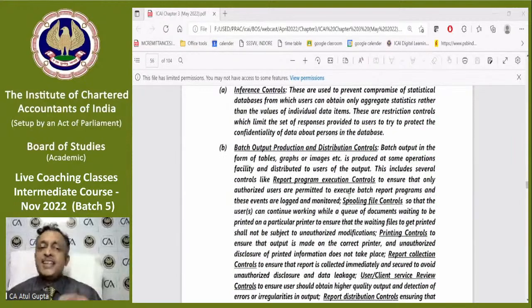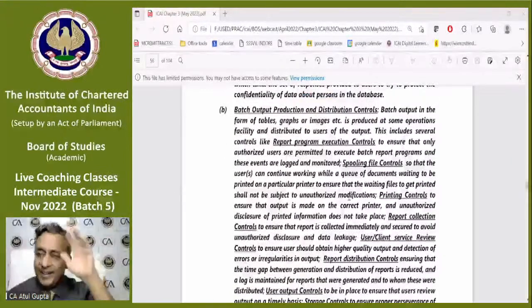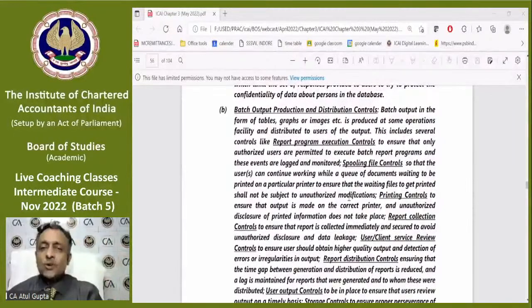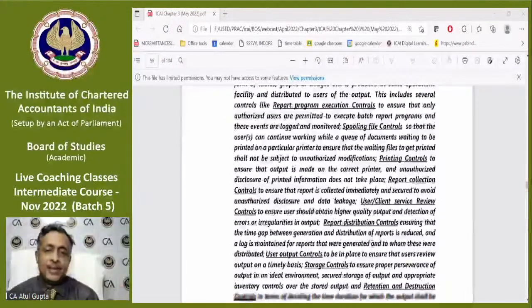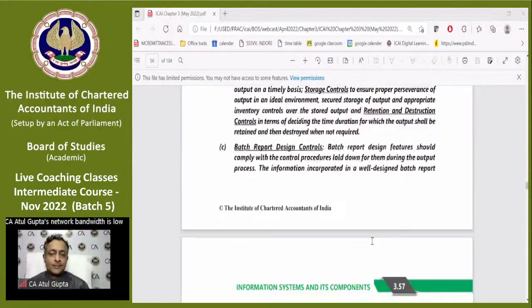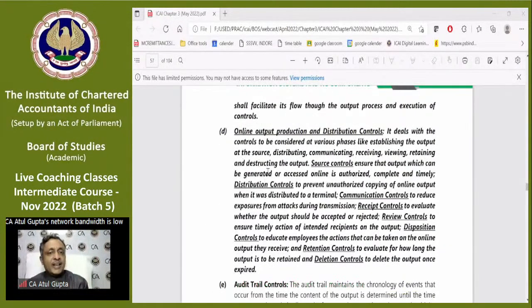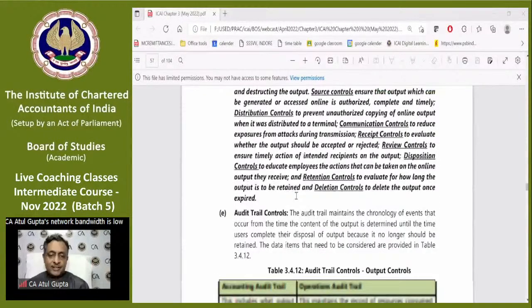Then batch output production and distribution controls that relate to the batches that we talked about. So control on those batches. Batch report design, how you design your batch reports. Again, like batch control on distribution, like online control on distribution, same parameters. And audit trails. The next topic is for the next day of the lecture.